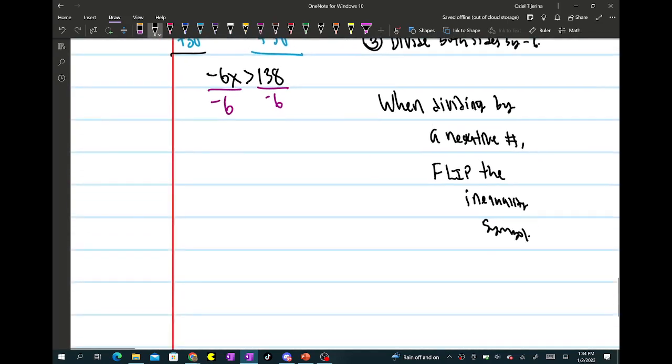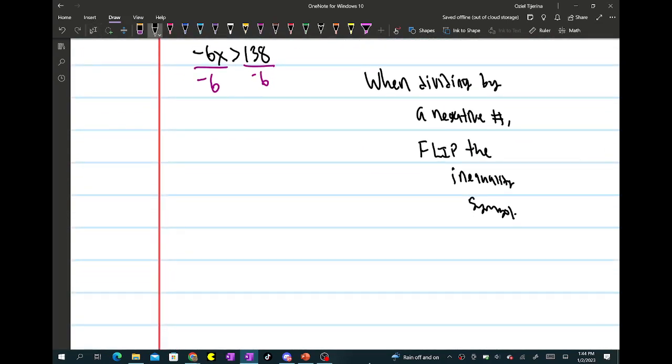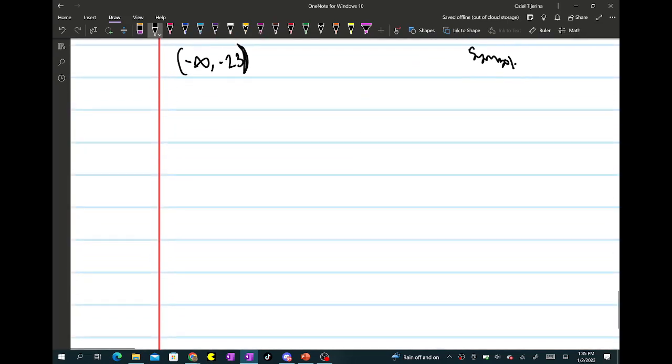Okay, so basically, you're going to say x is less than, and you're going to do negative 23, right? So it'd be like this. So then this would be your answer, and in interval notation, it would go from negative infinity to negative 23 with a parentheses at 23 because it is not included in the interval.